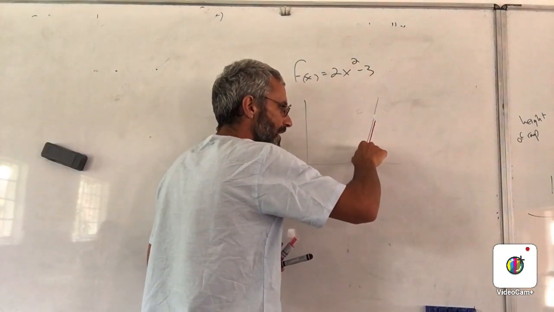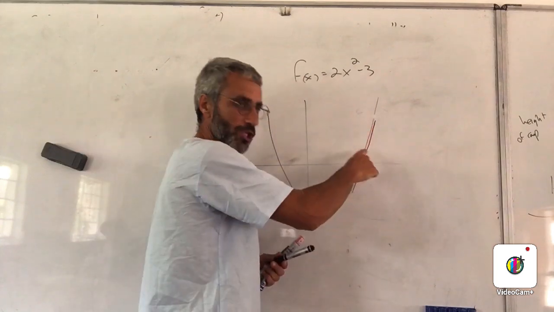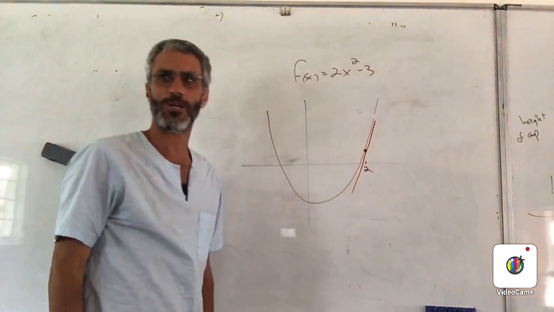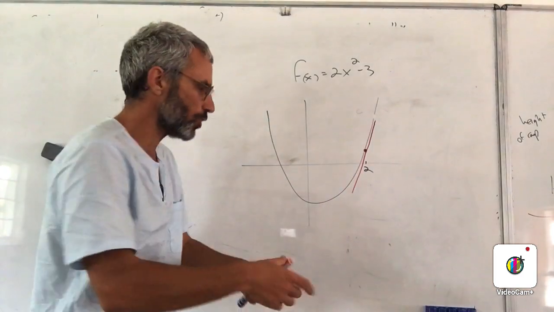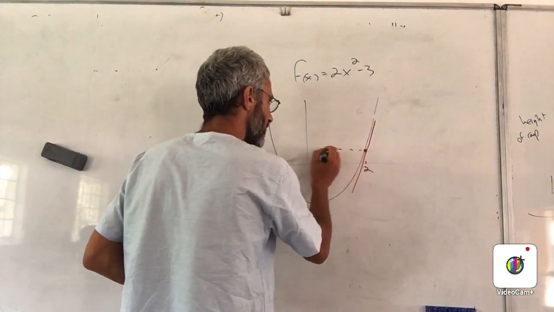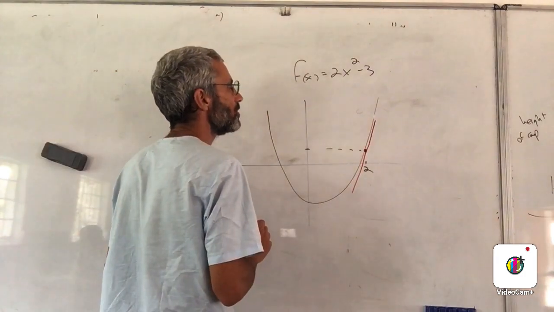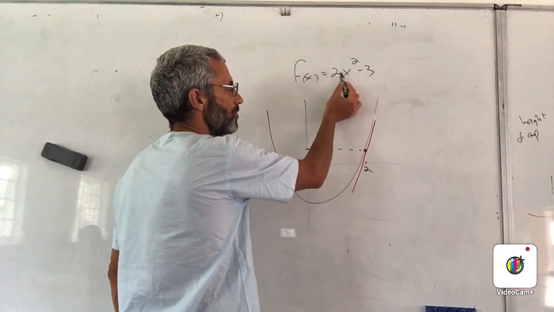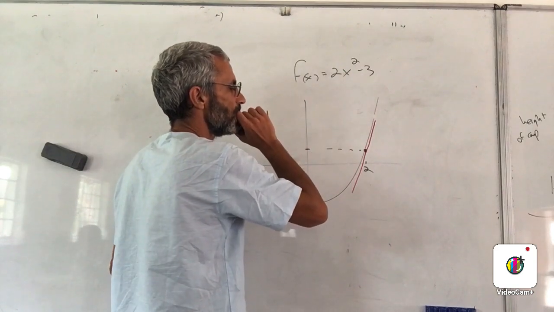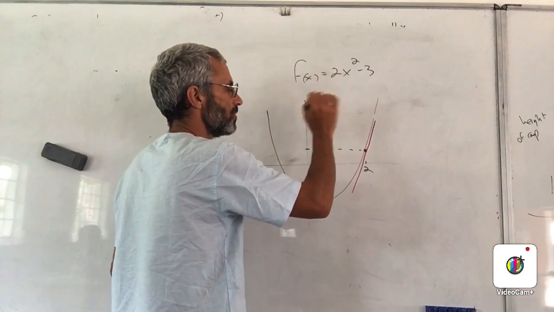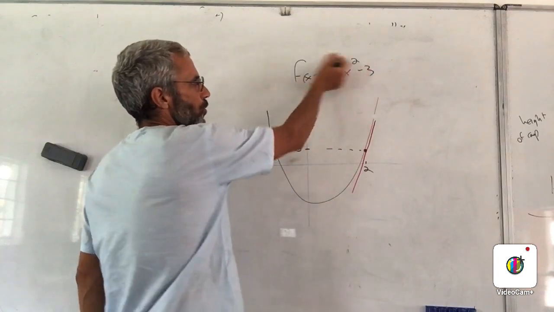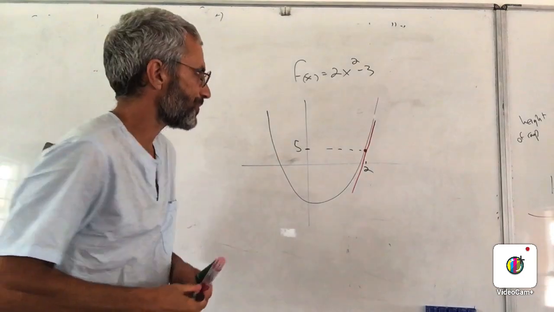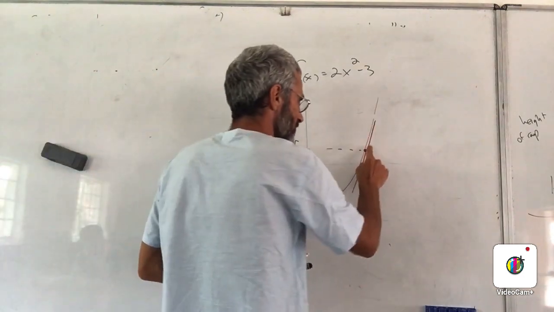I want the gradient of the tangent to the curve when x is equal to 2. Just to get warmed up, what is the y here? Just so we know. Five. Great. We put 2 squared times 2, 8 minus 3, 5. Great. Just for fun.